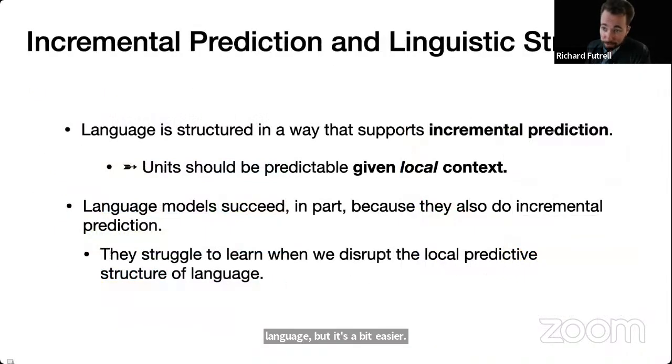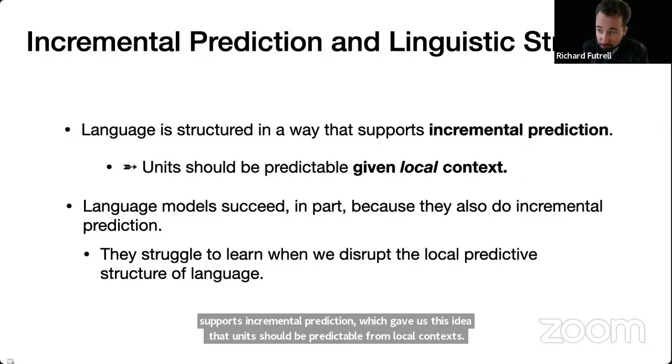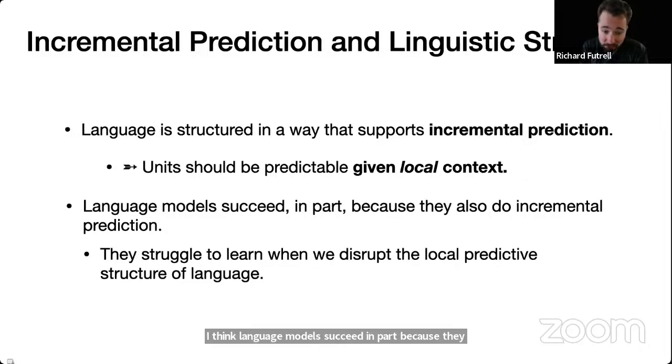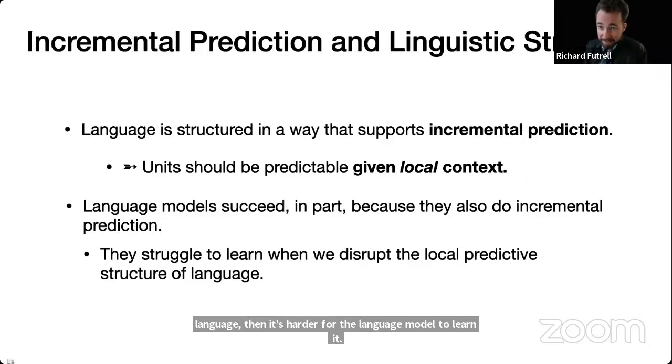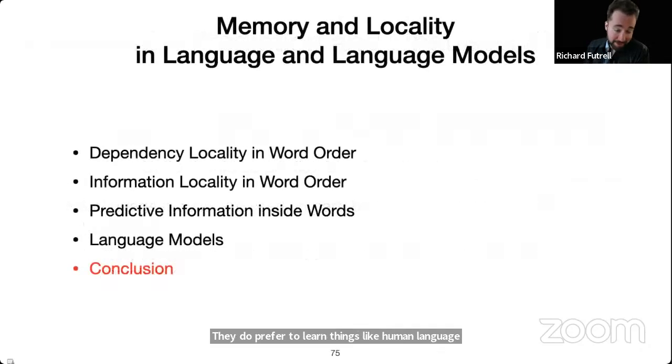So what we've seen here overall is that language is structured in a way that supports incremental prediction, which gave us this idea that units should be predictable from local contexts. I think language models succeed in part because they also do incremental prediction. And what we've seen is that they struggle to learn when we disrupt exactly that local predictive structure of language. If you take away the information locality, which is tied up in these very basic properties of language, then it's harder for the language model to learn it. It's not the case that they could just learn anything. They do prefer to learn things like human language because human language has information locality.